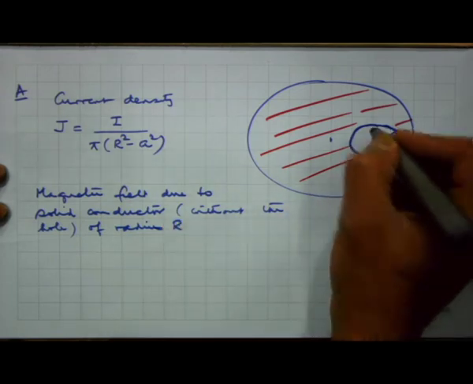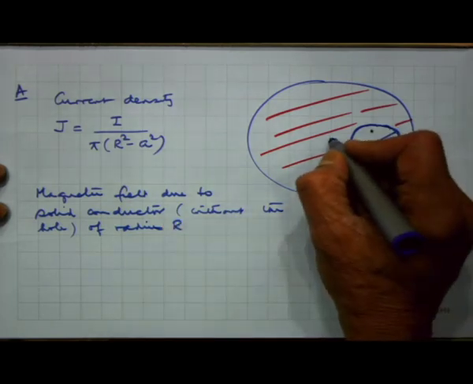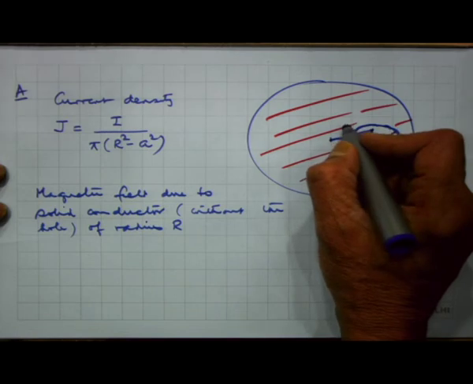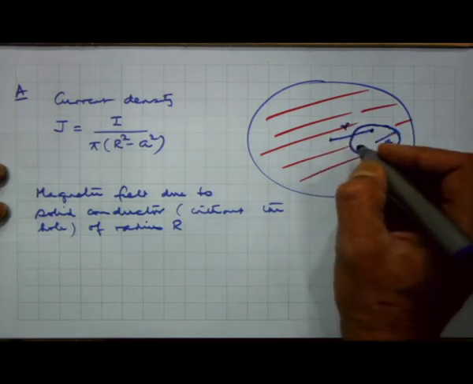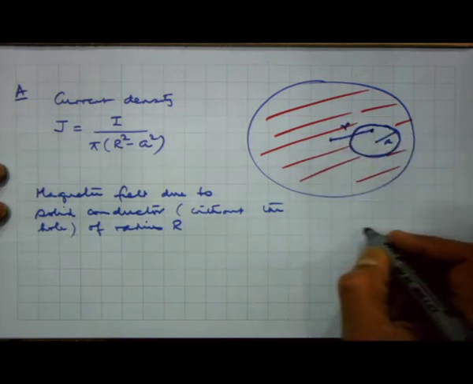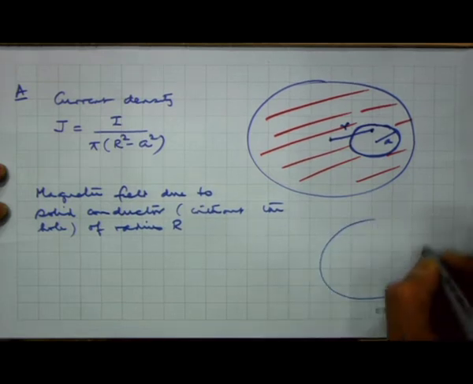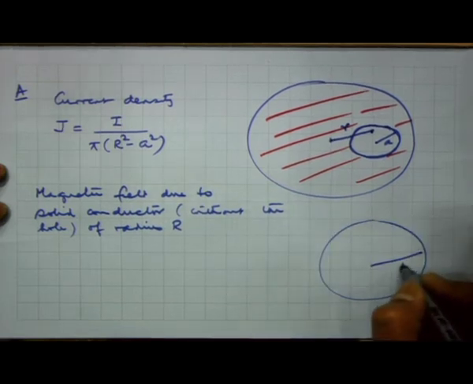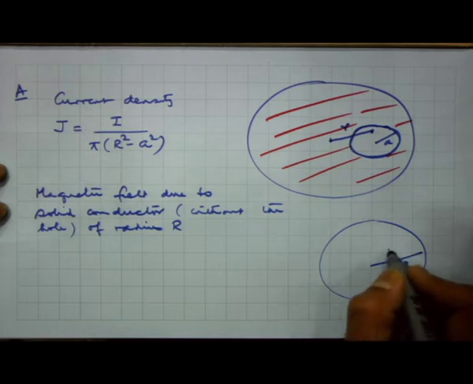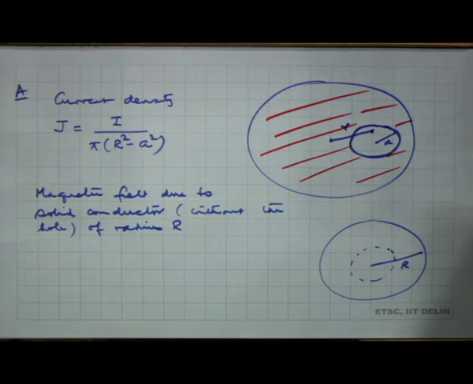So, I need to calculate this distance. Let me take it as r. So, the problem is essentially I have a solid conductor of radius R, and I take a point at distance r from here, and the current is flowing parallel to the axis of the wire. So, the magnetic field will be in this azimuthal direction.